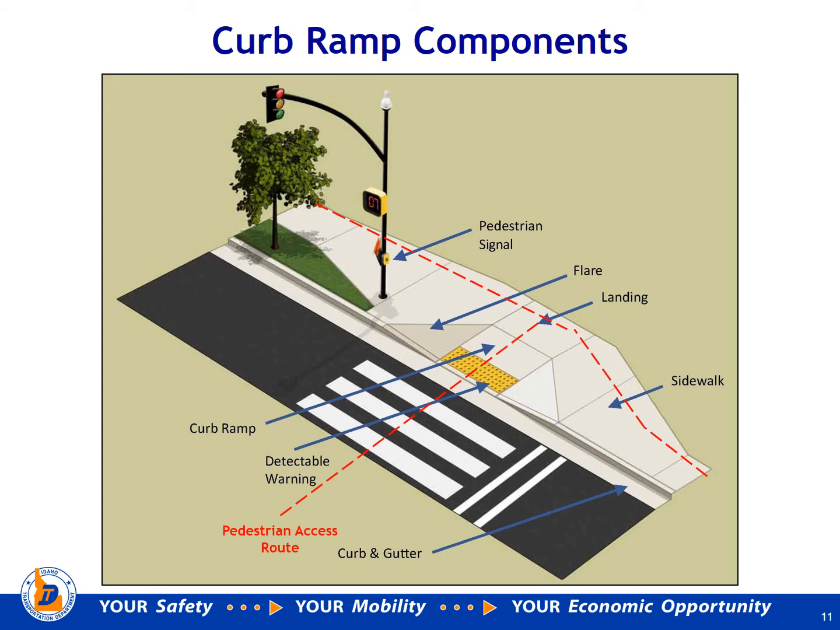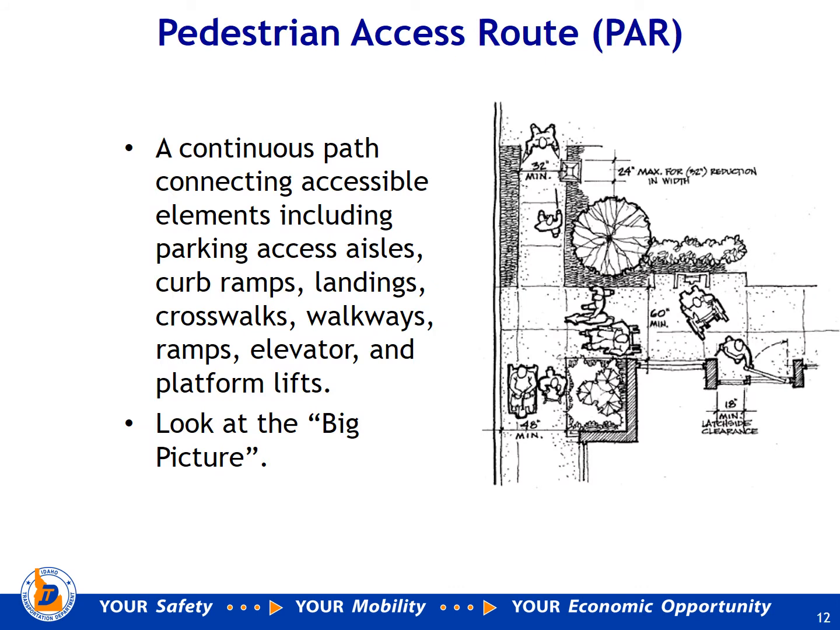Several components of a curb ramp are also identified here. The landing, the curb ramp itself, the flares on each side of the ramp, the detectable warning surface are shown in this picture. Here, the pedestrian access route encompasses all features used to safely provide pedestrian movements.